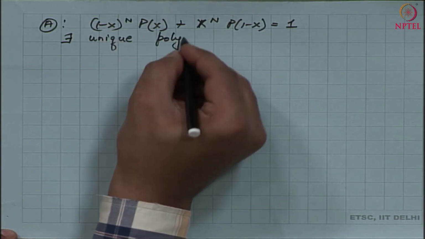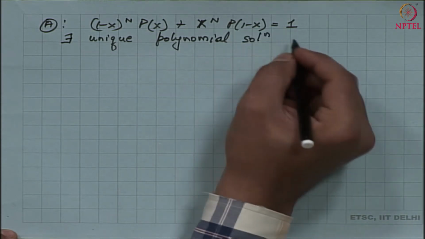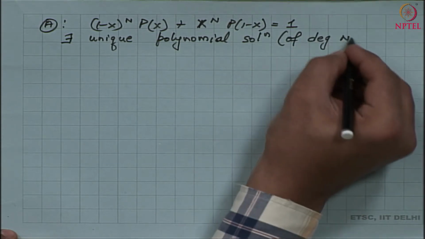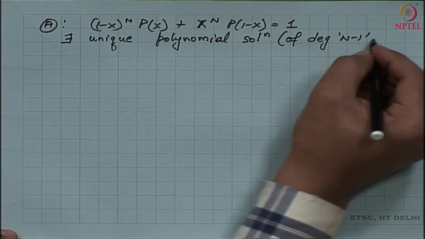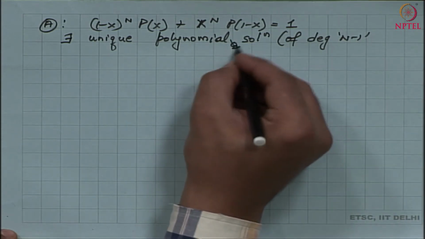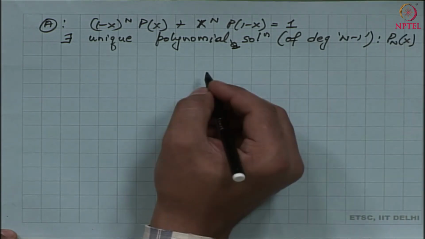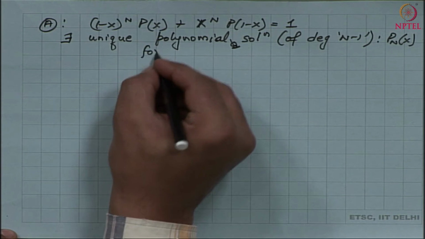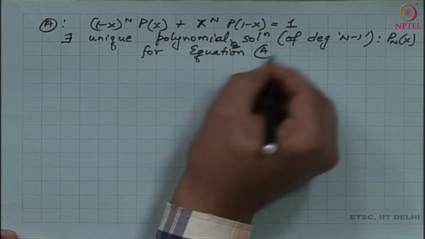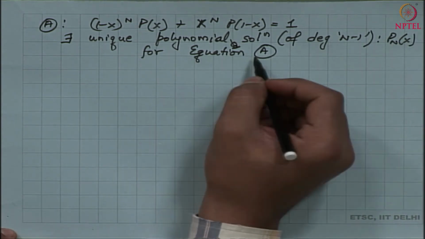It turns out that there is a unique polynomial solution of degree n minus 1. There is a unique polynomial solution of degree n minus 1. The polynomial solution is denoted by p n of x, for the equation given by A here.